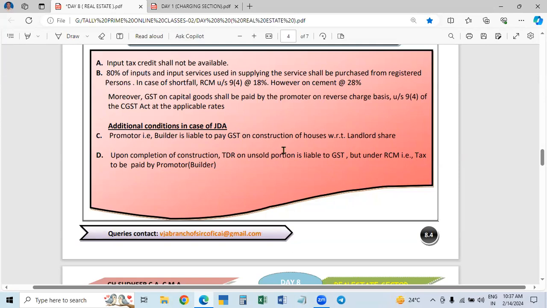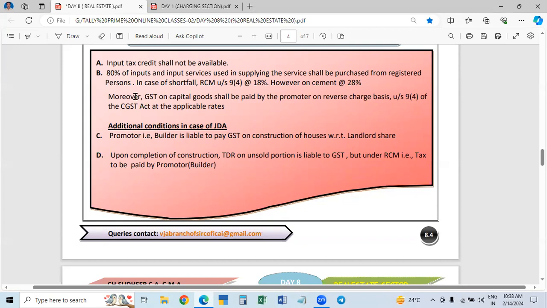By following the restrictions, you can manage this. The rule is that 80% of the inputs and input services used in supplying the construction service shall be purchased from a registered person. So from registered persons only we have to buy. Among registered persons, there are two types, regular and composition. Regular persons collect the tax and pay it to the government.